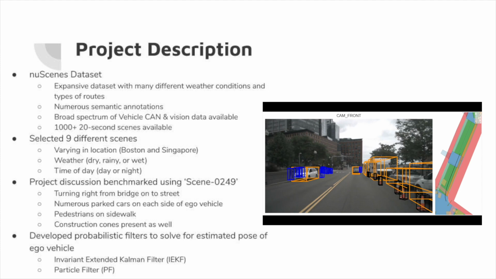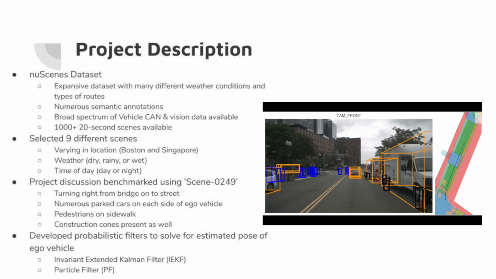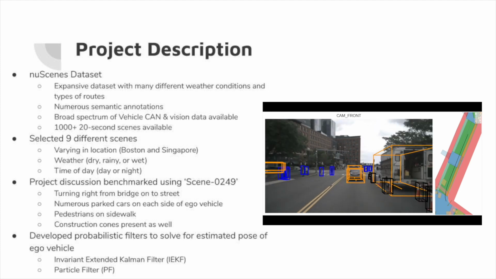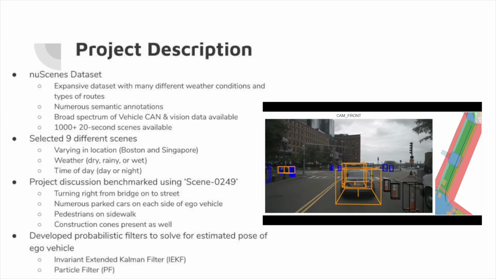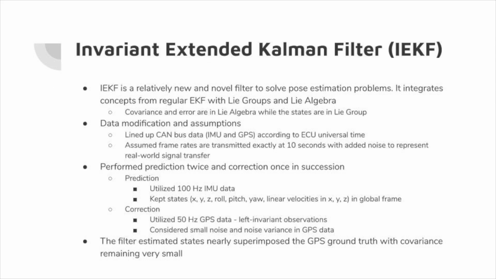We compared the results from using GPS and IMU data in an invariant extended Kalman filter with using LiDAR, camera, and semantic landmark data in a particle filter. The invariant extended Kalman filter is relatively new, novel, and combines concepts from the normal EKF and Lie algebra. The aligned IMU and GPS data were used for prediction and correction. We predicted twice with the IMU at 100 Hz and corrected once with the GPS at 50 Hz.